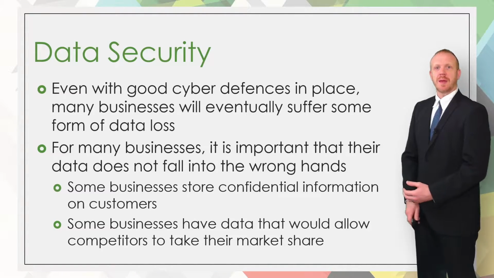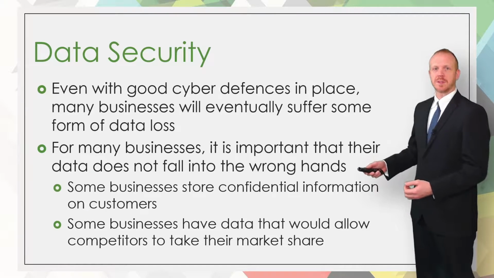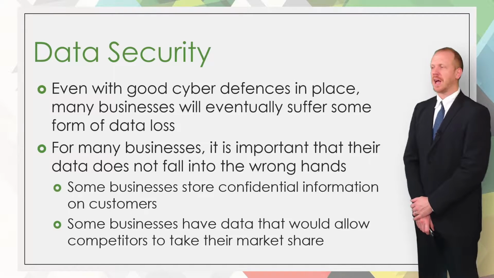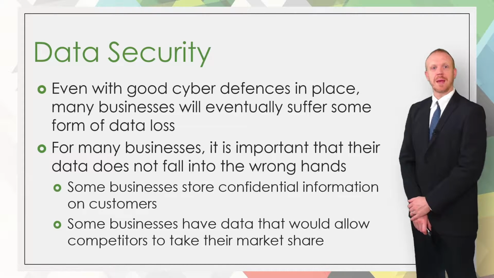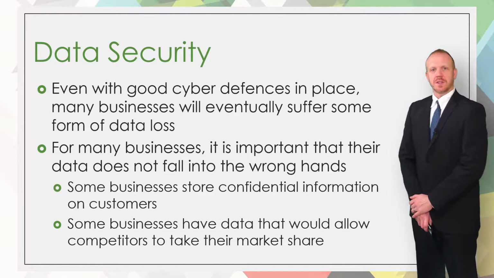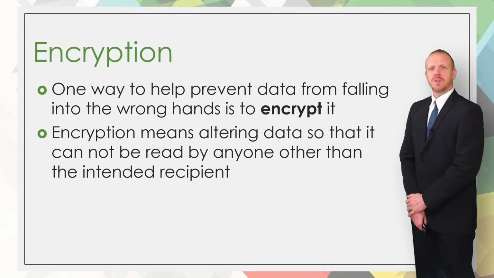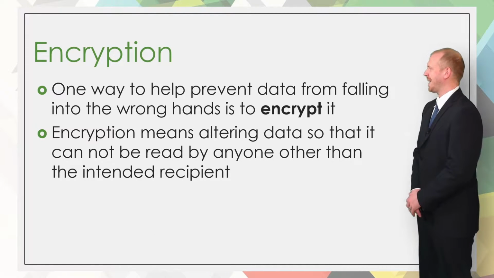If they've got information, if they've got data that's been gathered up over years and they use that to make their products, if that was to fall into the wrong hands, either rival companies or blackmailers, it could be a serious problem for them. So being able to prevent others from seeing their data is really, really important. To do that, they tend to use something called encryption.